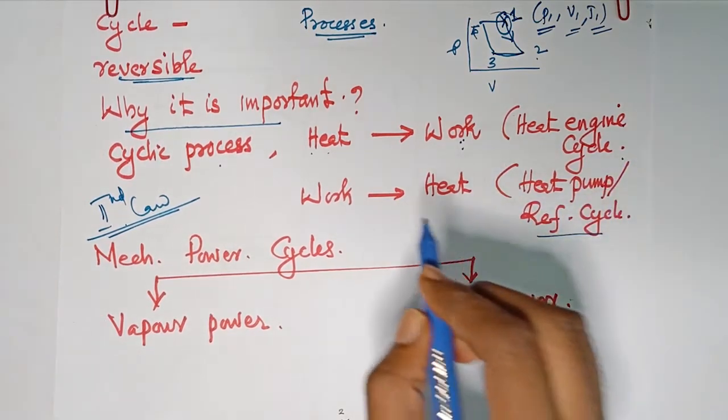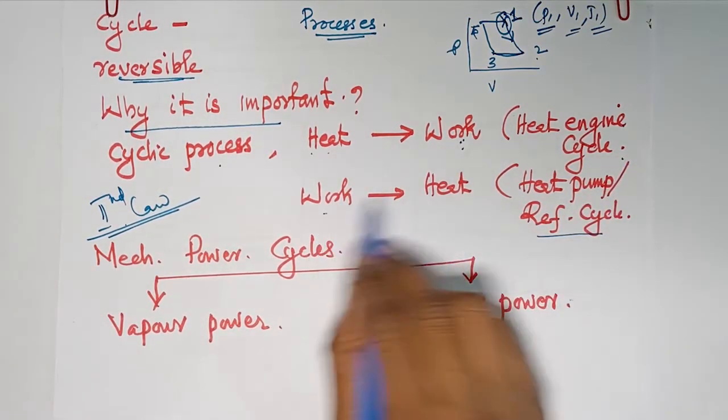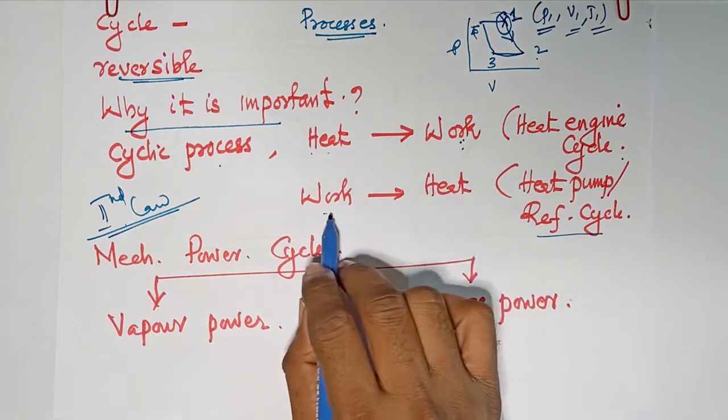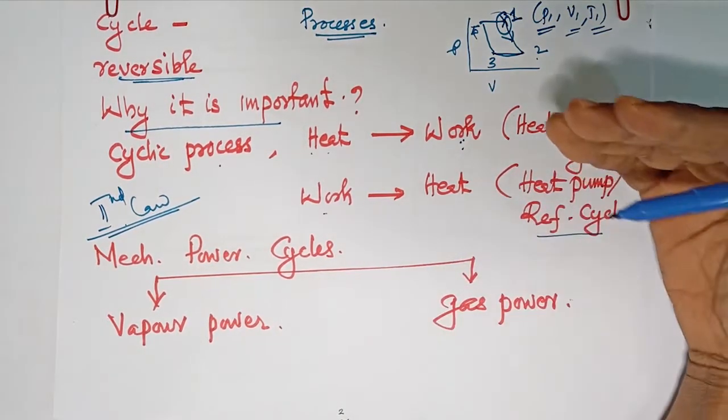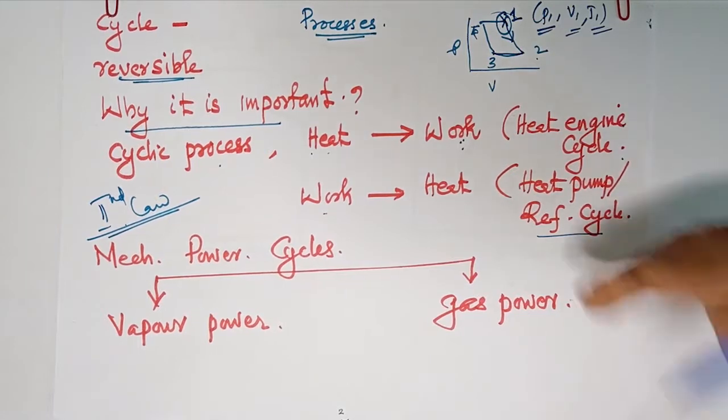So normally we have learned that complete conversion of work into heat is possible. So that is why that is happening in heat pump and refrigeration cycle. So there can be two cycles.